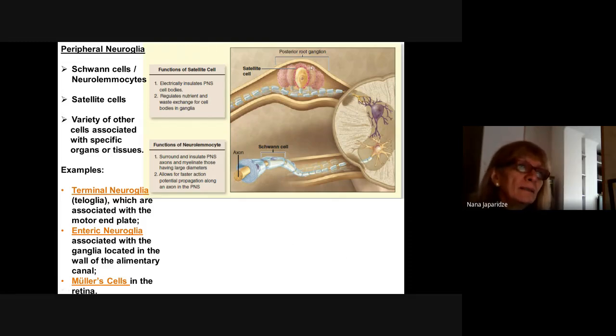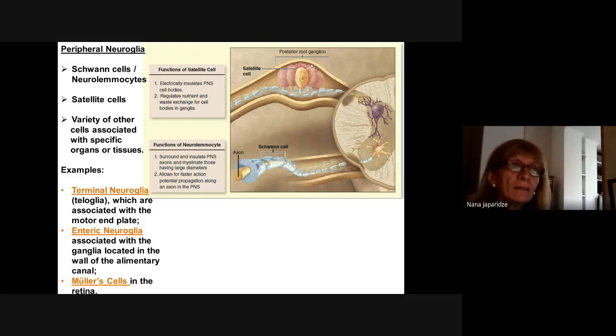The satellite cells are mainly represented in the dorsal root ganglia. They are, look, shaped ovally, quite big sized cells, and they are surrounded with a monolayer of satellite cells, which actually are not satellite cells. They are neurolemmocytes or Schwann cells. Okay.